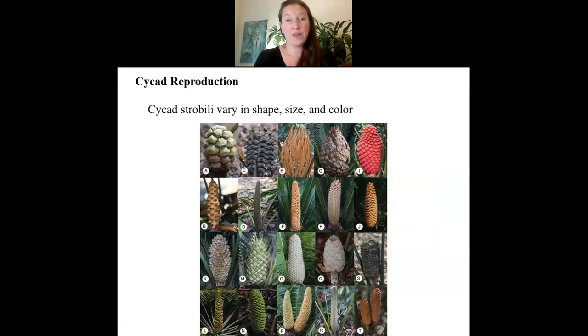There's a lot of variability in color and shape and size in the strobili of cycads, which is very, very beautiful. Somebody could spend their whole life probably studying the diversity in cycad strobili. So I'm not going to do that, but somebody could do that, and they're very pretty to look at.